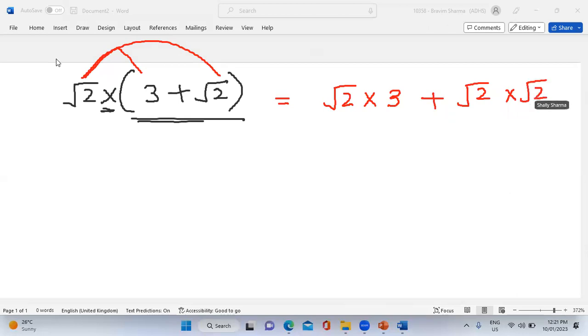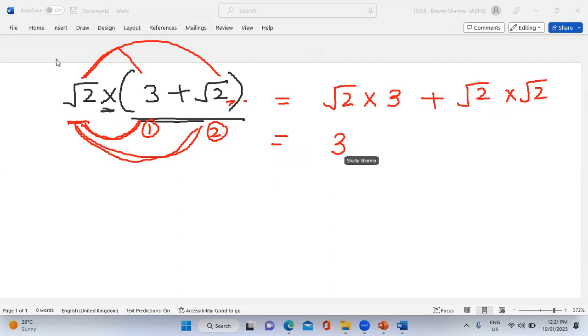In a single bracket, whatever the number is written outside the bracket will be multiplied by each and every term inside the bracket. Here we have two terms. So there will be one term multiplication, then second term multiplication. If there is another term, we will multiply with that also if it is inside the bracket. Now 3 times square root of 2, we have to write the non-surd part before the surd, so it is 3 root 2. Then plus square root of 2 times square root of 2, which will be equivalent to 2.